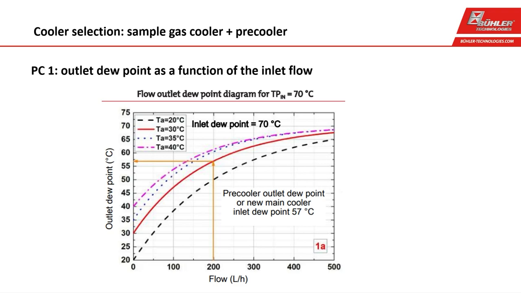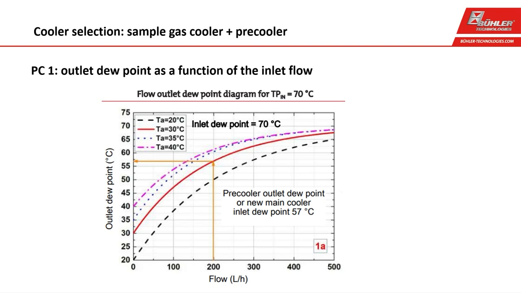Now we are going to look in detail at the performance of the pre-cooler PC1. I would like to walk you through this diagram to get a feeling of what the advantage of the PC1 can be in your application. The x-axis shows the sample gas flow in liters per hour. The y-axis, the outlet dew point in degrees centigrade. The diagram is based on the assumption of an inlet dew point of 70 degrees C, which is the TUV certification requirement for automated emission monitoring system according to the European norm 15267-3.